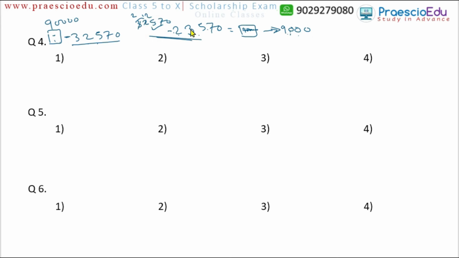Means the vice versa. So the same is given in option number 2. Means increase by this 9,000, we get this number. Okay, increase by means this number should be increased by 9,000 likewise.